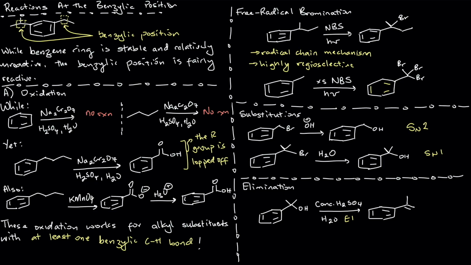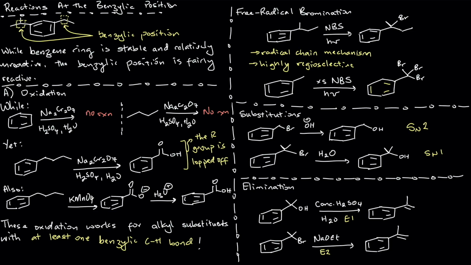So for example, if you take your benzylic alcohol and you treat that with concentrated H2SO4, you would form your alkene as your major product through an E1 process. So the first thing is your alcohol gets protonated, it leaves, you form a carbocation, and you go through a proton transfer. Okay, so just remember that particular reaction.